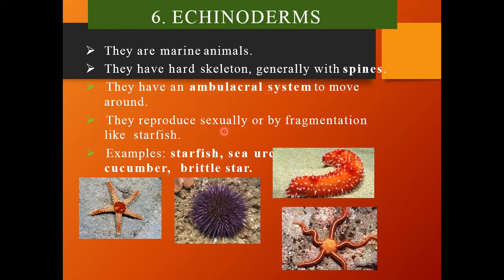They reproduce sexually or by fragmentation, like starfish. Examples of echinoderms are starfish, sea urchin, sea cucumber, and also the brittle star. This is the sea urchin, starfish, sea cucumber, brittle star.